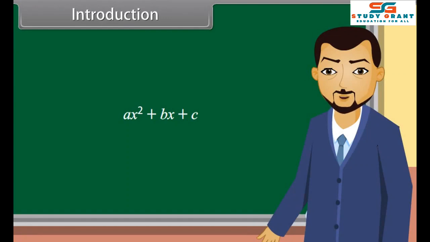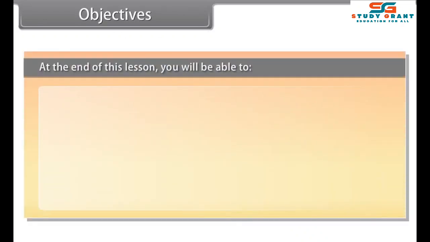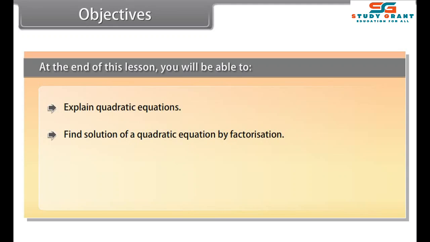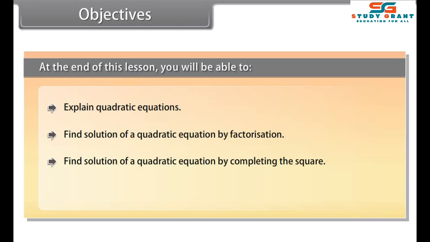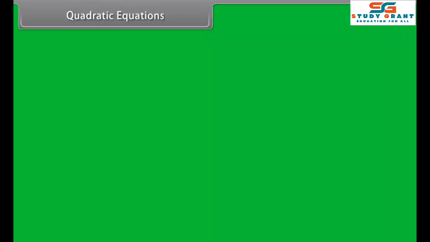When we equate this polynomial to 0, we get a quadratic equation. Today we will learn about quadratic equations. Objectives. At the end of this lesson, you'll be able to explain quadratic equation, find solution of a quadratic equation by factorization, find solution of a quadratic equation by completing the square, explain the nature of roots.